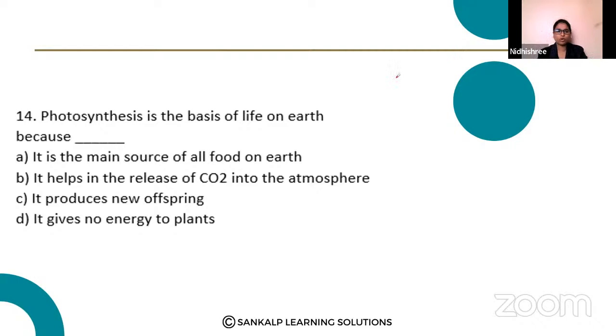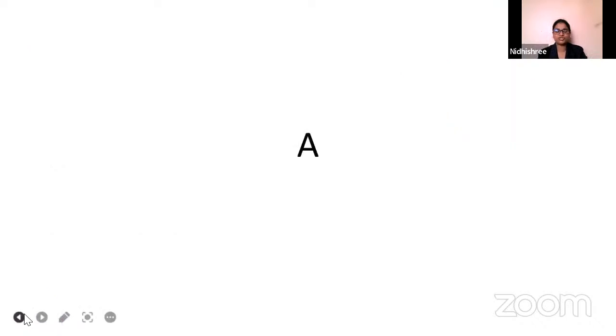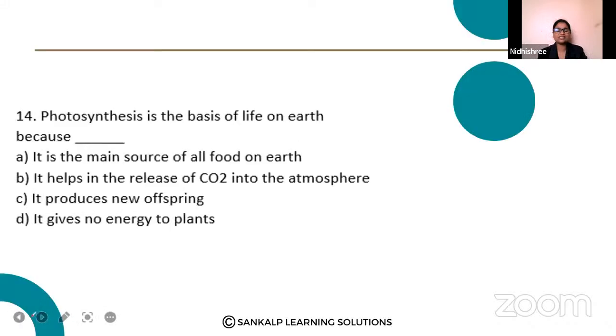Okay, most of you voted for option A, few of you voted for option B. Let us check option A. Okay, YouTube students also messaged option A. So the right answer is option A. That is, it is the main source of all food on earth.